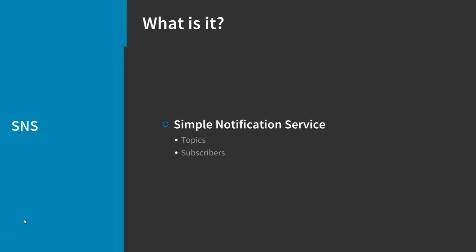Publishers communicate asynchronously with subscribers by producing and sending a message to a topic, which is a logical access point and communication channel. Subscribers, like web servers, email addresses, Amazon SQS queues, and AWS Lambda functions, consume or receive the message or notification over one of the supported protocols, including Amazon SQS, HTTP or HTTPS, email, SMS, and Lambda when they are subscribed to the topic.